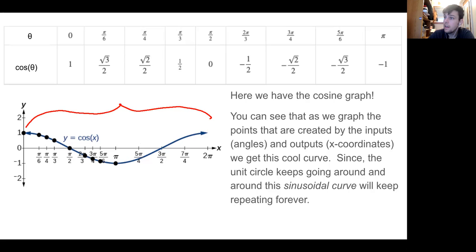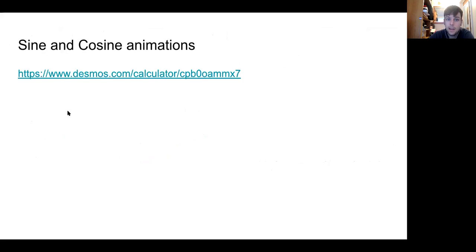Anyway, moving forward, here are some cool animations that we can look at. So I'm going to open this up and just kind of show visually how the sine curve and cosine curve are getting created on this Desmos animation. So I'm going to go ahead and open that up.